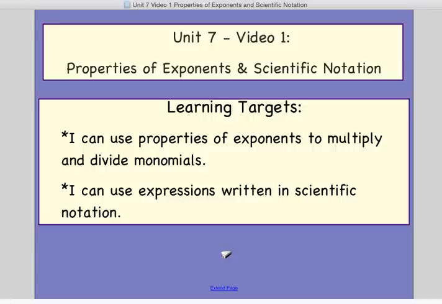Today we're going to look at Video 1, which is Properties of Exponents and Scientific Notation. Your first learning target is that you can use properties of exponents to multiply and divide monomials.